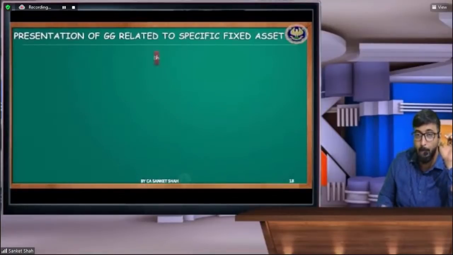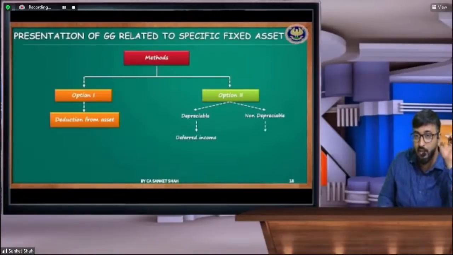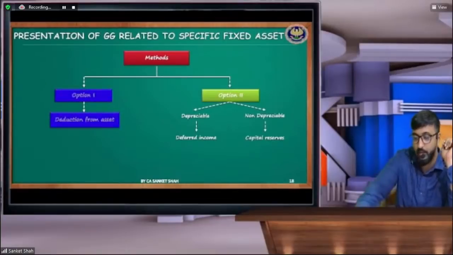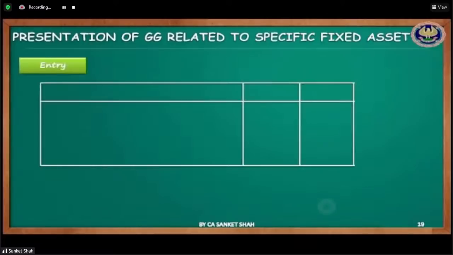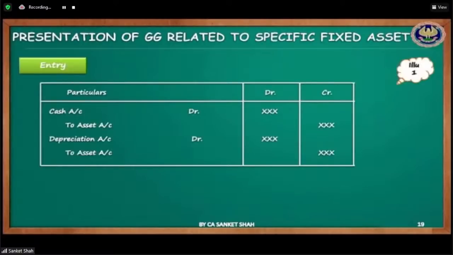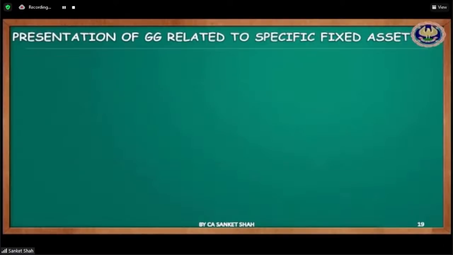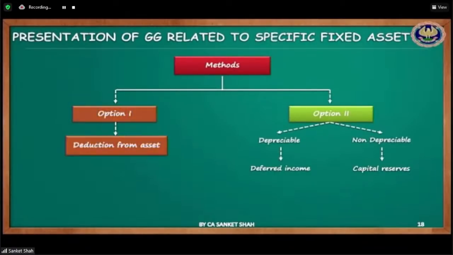Every one of you, first take a screenshot of this and I will explain this concept. Deduction from asset. Take a screenshot. Okay, option 1, option 2. Yes, on this concept we are going to follow one illustration. Let's go, so come to an illustration.